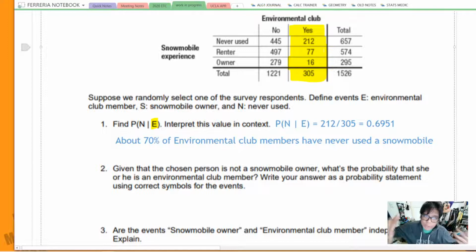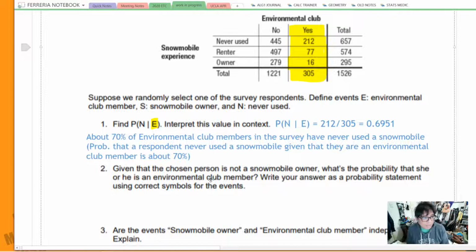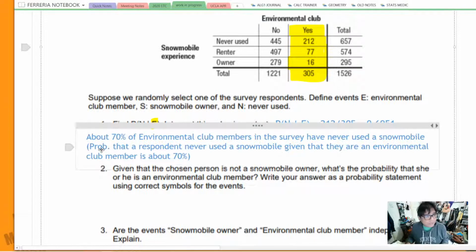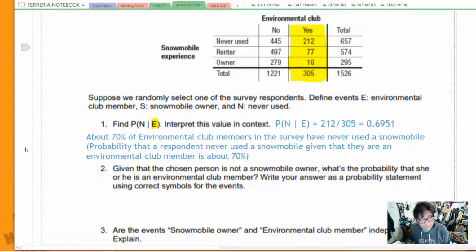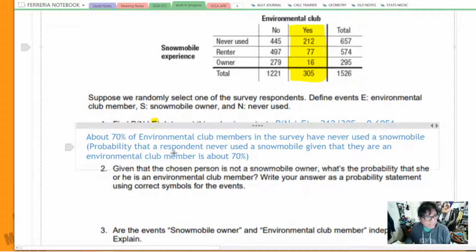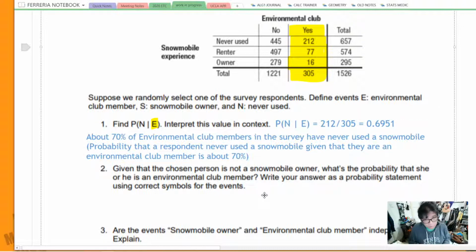Interpret that value in context. The most expedient way, probably the easiest way that makes the most sense English-wise, is to say that 70% of environmental club members have never used a snowmobile. Now, you could also use some given that language. Using that language, you would say that the probability that a respondent has never used a snowmobile, given that they are an environmental club member, is about 70%. Which reminds me that in my previous statement, I really need to say that 70% of environmental club members in the survey have never used a snowmobile, because we're only talking about people in this survey.